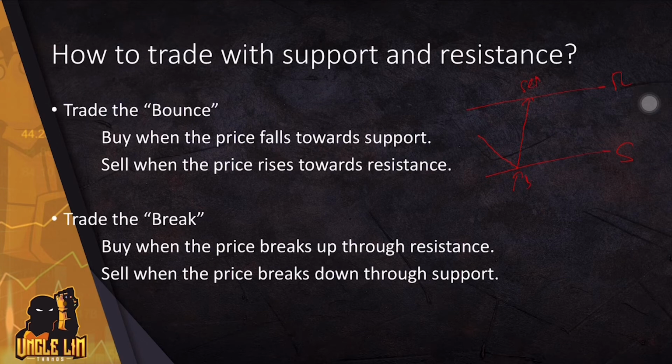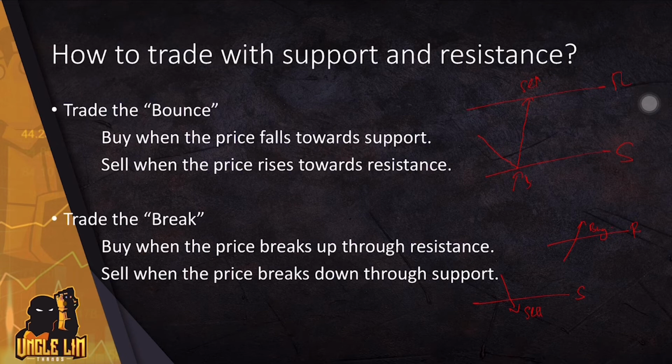That is one way. Another way, we trade the breakout. We buy when the price breaks up through the resistance, and we sell when the price breaks down through support. Okay, so Uncle shows here. Let's say this is a support. So if let's say the price breaks, we will sell. And if let's say this is a resistance, if the price breaks, we will buy. There are two ways that we are gonna trade.